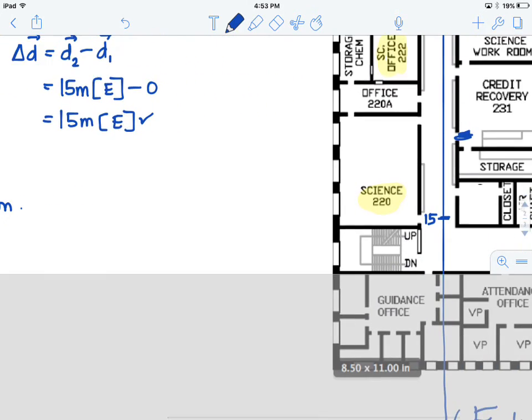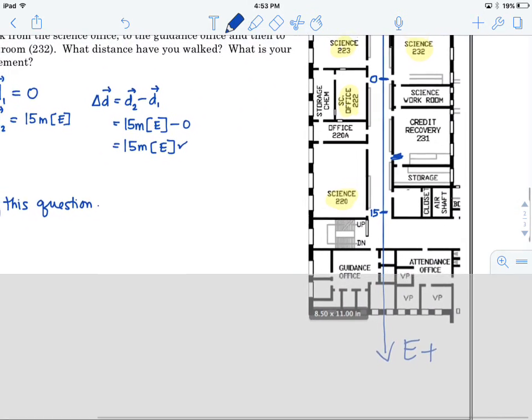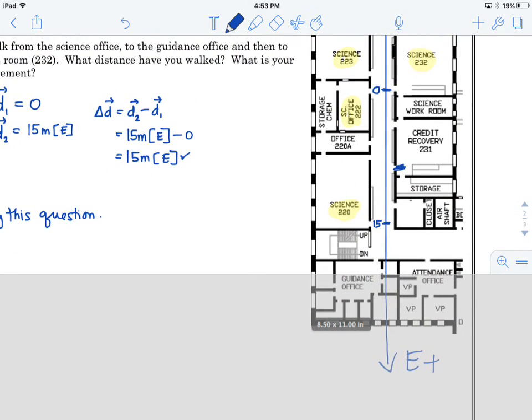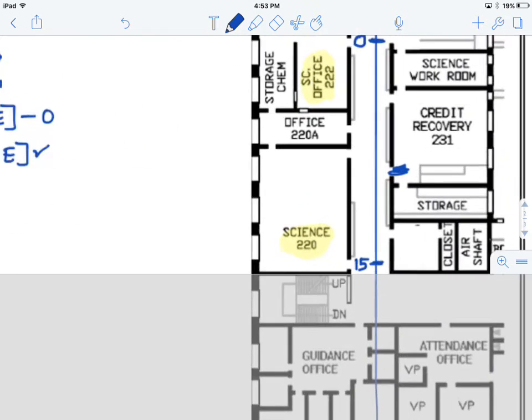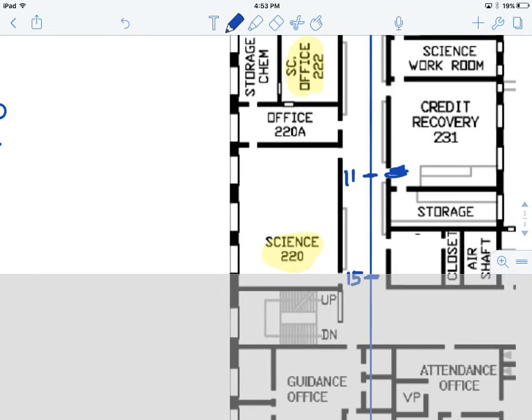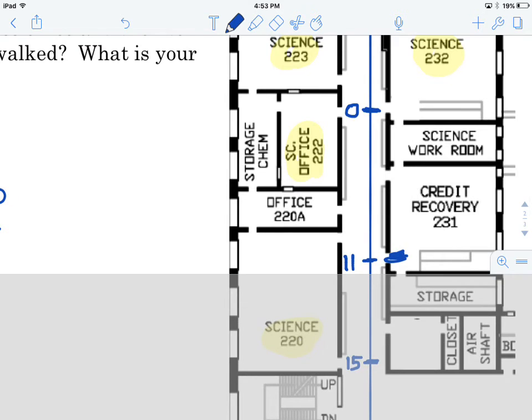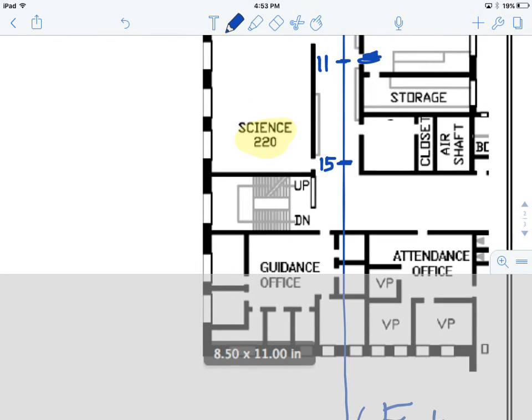Kind of on your own. Given that, all right, well, let's do some estimation. So this door right here is at, we're going to say, approximately 11 meters, right? So from our coordinate system, this is about 11 meters. And the guidance office, well, this is kind of an extra 4 meters, so we're going to say that this right here is about 19.